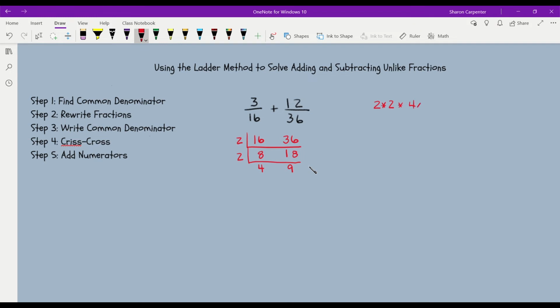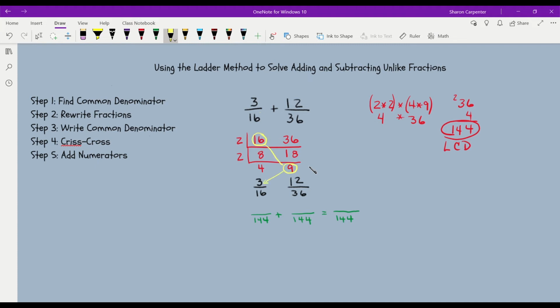2 times 2 times 4 times 9. We group 2 times 2, which is 4, group 4 times 9, which is 36, then multiply 36 by 4, which is 144, our least common denominator. So rewrite our fractions, 3/16 and 12/36. Take our least common denominator and write the denominators of our solution. Now for the crisscross. Circle 16.